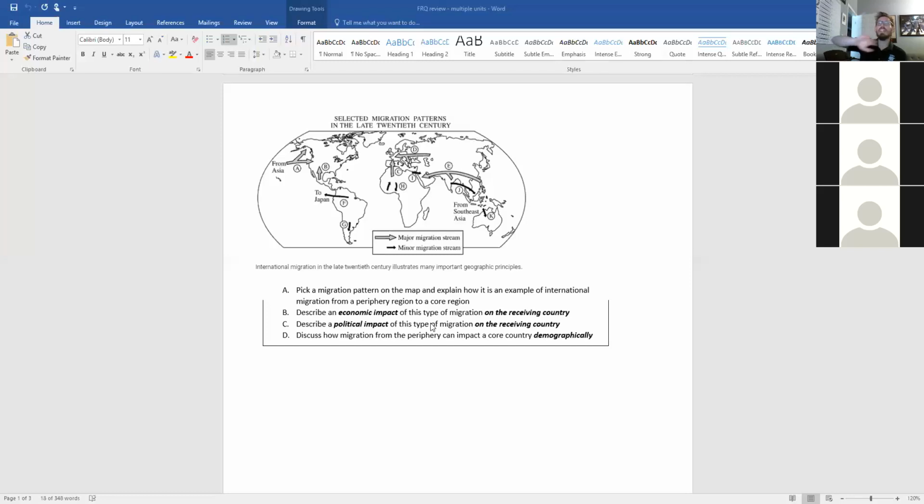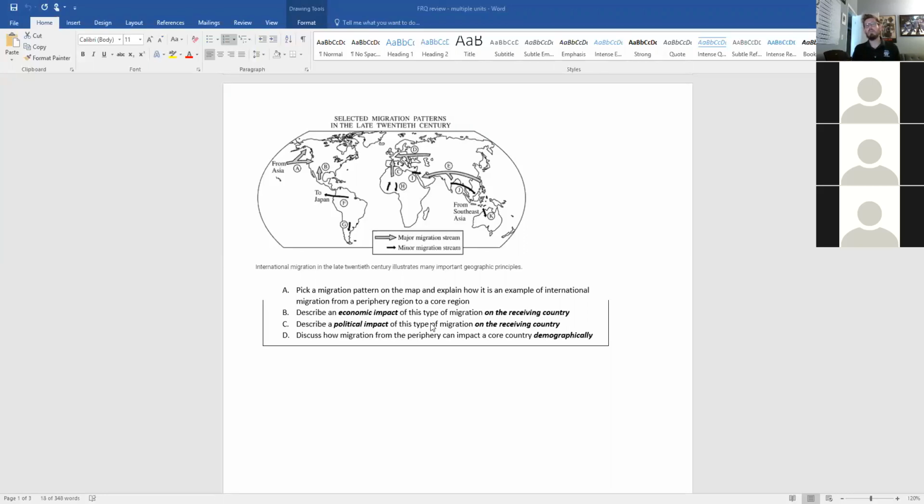So what is an international migration pattern from periphery to core region? First off, you have to explain what the periphery and core are. So you would say that the core countries are the ones that are economically strong, that use the periphery countries for its raw materials and its labor, right? While the periphery relies on the core for money and goods.